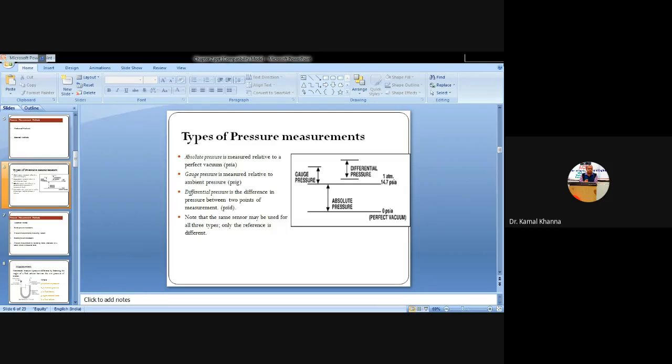So what is the value of that atmospheric pressure? It is generally h rho g. I have not written it here. It is h rho g. H means the height of the fluid column, and rho is the density. You all know, I have discussed it.